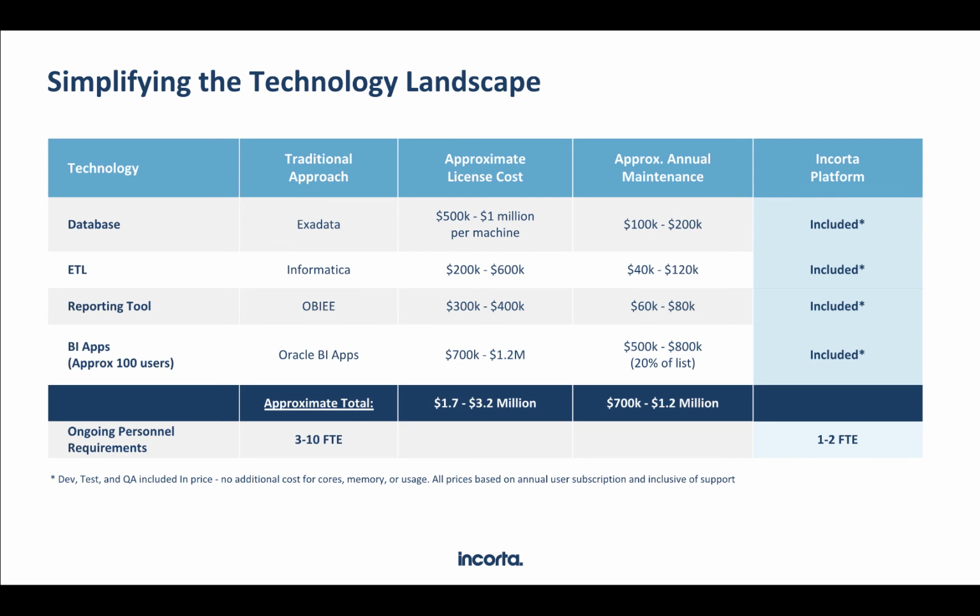So we have a database tool such as Exadata, an ETL tool like Informatica, a reporting tool like Oracle's OBIEE, and then finally a packaged data warehouse like Oracle's BI apps. So with this legacy BI stack, even including some modern approaches to these tools, we're looking at anywhere between $1.7 to $3.2 million annually in licensing and approximately $700,000 to $1.2 million on maintenance alone. Compare this with the fact that this legacy BI value chain also includes the need to employ 3 to 10 full-time employees just to support and maintain those systems over time.